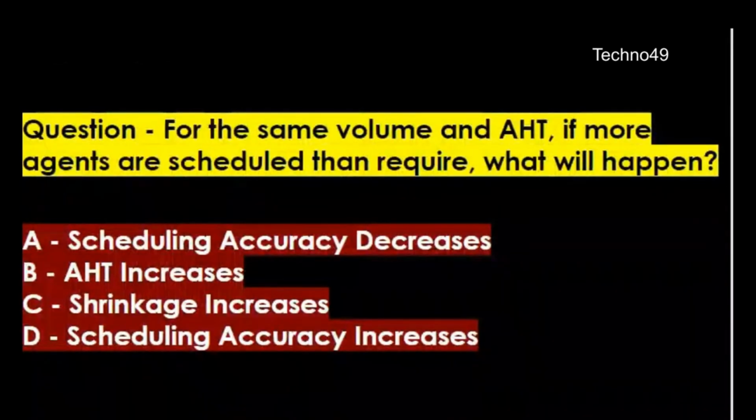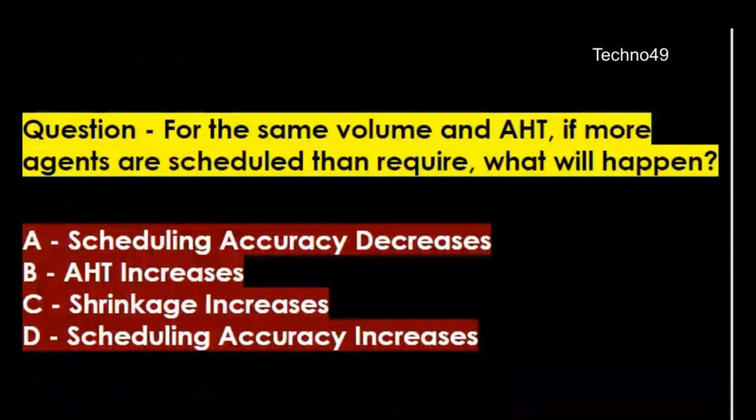Correct answer for this question is option number A, scheduling accuracy decreases. First of all, we have to understand what is scheduling accuracy. It basically defines how accurate your scheduling is. If you have plotted breaks for the agents, and the agents are taking break at the scheduled time, it means that you are having good schedule accuracy, and that is very important.